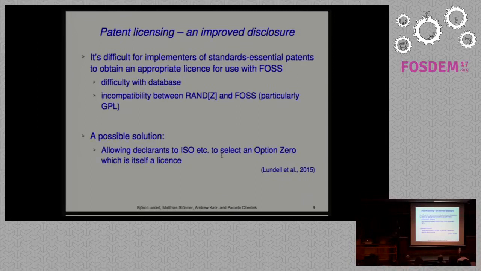So at the moment, if you're looking at organisations like ISO, for example, the declarations are recorded in a database, but all of those declarations indicate is, first of all, whether a particular organisation claims to have a standard essential patent, and secondly, the terms on which they may or may not be prepared to license that patent.